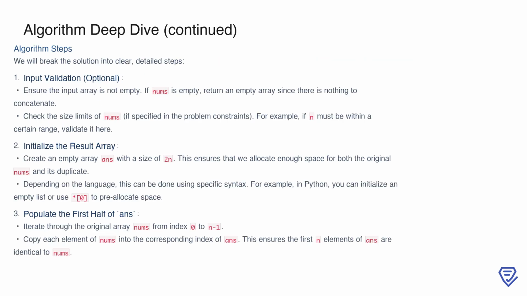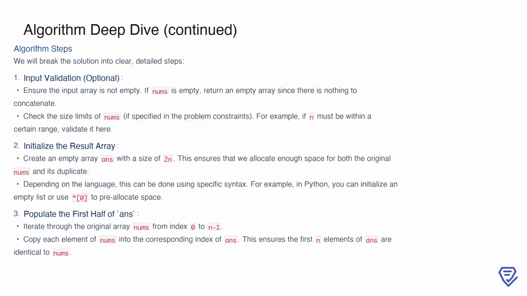To approach this problem, we can structure the solution into a series of clear steps. First, it's a good practice to perform input validation. We'll ensure that the input array nums is not empty, and if it is, we can directly return an empty array since there's nothing to concatenate. Additionally, we can check that the size of nums meets the problem constraints if any are specified. Next, we initialize the result array ANS with enough space to hold both copies of nums. This means pre-allocating an array of size 2n, where n is the length of nums. This step is important because pre-allocating memory can improve performance.